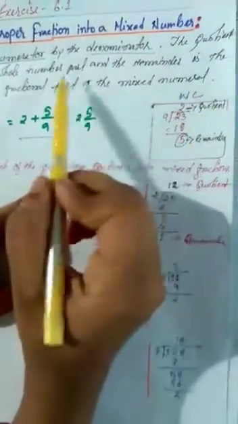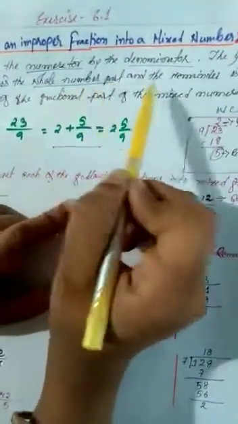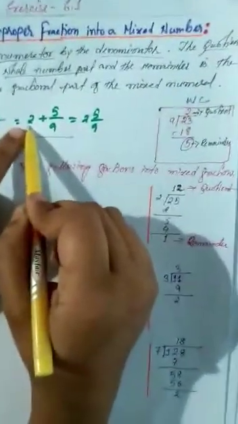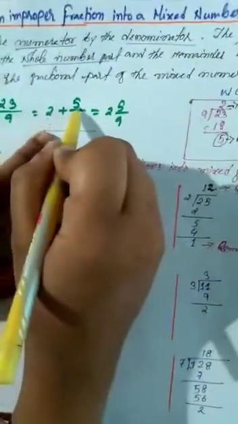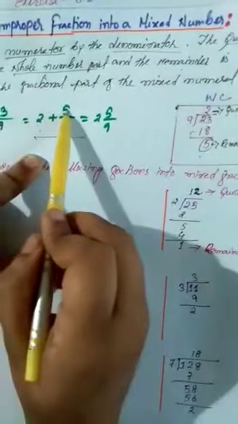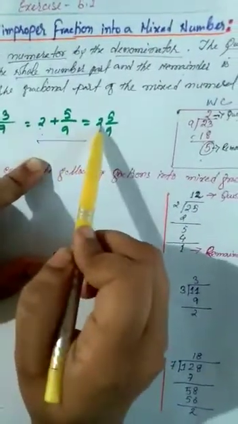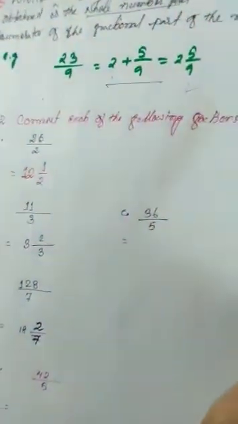According to the rule, the quotient is the whole number part. So 2 will be written as the whole number part, and the remainder we write on top. So the numerator will be the remainder, which in this case is 5. So 5 by 9, so 2 plus 5 by 9 we can write as 2 5 by 9. Okay, so this way we have to convert. I hope this is clear to you now.